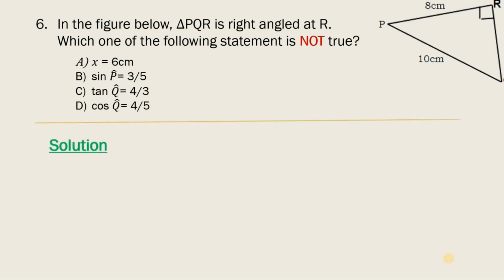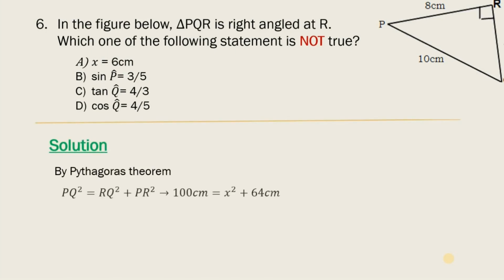Here's the solution. By Pythagoras' theorem, PQ squared equals RQ squared plus PR squared, which means that 100 equals X squared plus 64. So X is equal to the square root of 100 minus 64, or the square root of 36, which is 6 centimetres. So A is true.